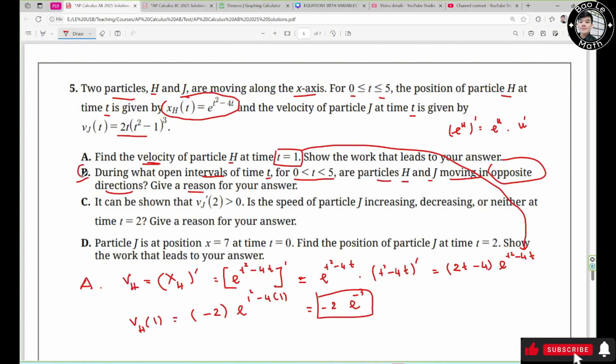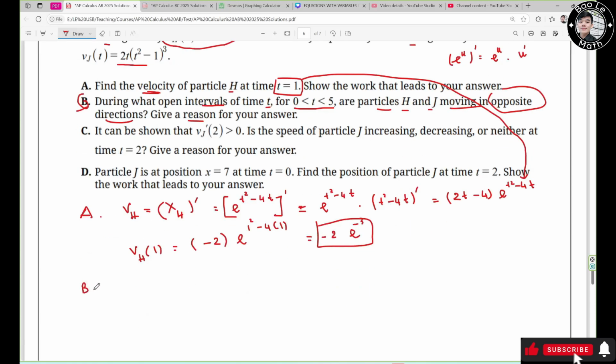So in order to do this question, we look at the functions vh of t and vj of t. We need to find the zero of these two functions, right? So question B right here. Now I need to find the zero for the first function, vh of t equals 0. So it's going to be this guy right here equals 0, right? 2t minus 4 times e to the t squared minus 4t equals 0.